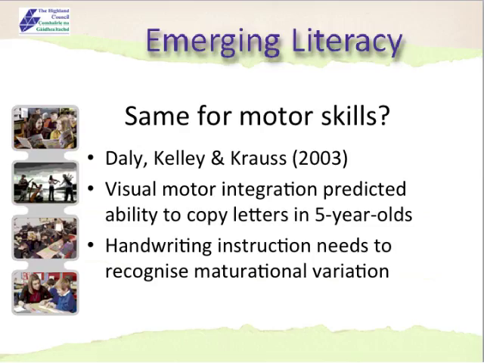What occupational therapists tell us is that how well integrated children are with their movement, with their coordination, with their hand-eye coordination, it predicts how well they can copy letters. So handwriting instruction needs to recognise the natural variations in maturity among children at this age. And some children will need much more work to develop their motor skills before they can benefit from a formal handwriting programme.